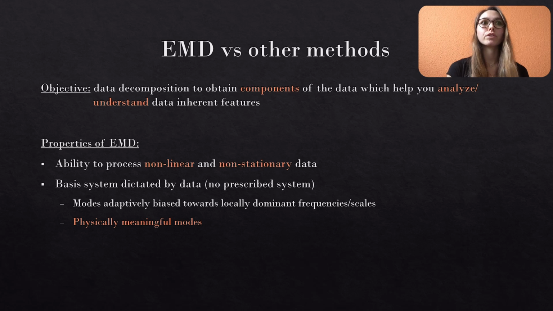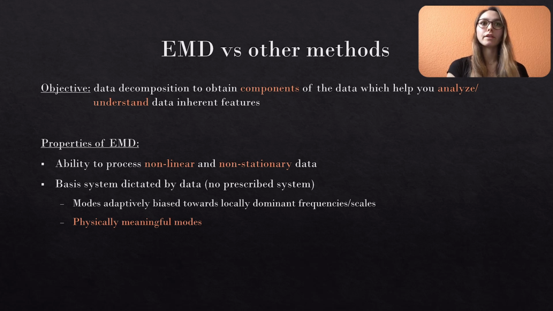So the most important characteristic of the EMD is its ability to process nonlinear and non-stationary data. We already noticed that most of our real-world data, whether we acquire the data from experiments or from simulations, is nonlinear and non-stationary. So it is a significant advantage of the EMD compared to the other decomposition methods that it is able to cope with such data. This property is achieved by using an adaptive basis system.